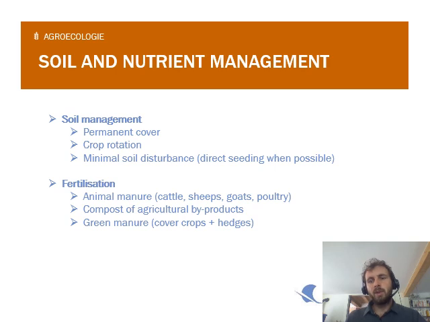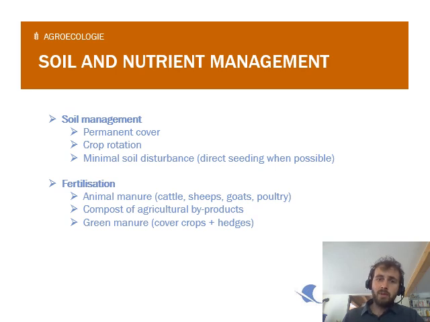In the soil management, we try to have a permanent cover. So we try to never leave the soil bare, especially in the vegetable zone where it's possible because we are active the whole year. In the cropland zone, we have a dry season where we don't do anything, so we try to leave some vegetation, even if we don't plant anything at that moment. So we have a crop rotation that tries to fill all the gaps so that we never have nothing on the ground, and we do minimal soil disturbance, so we try to seed directly when it's possible.